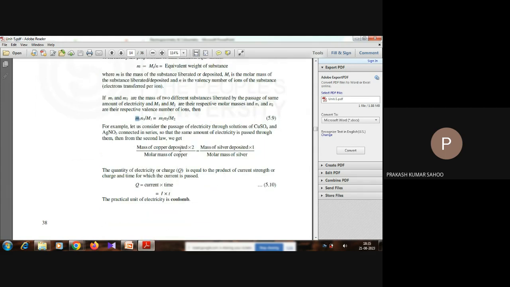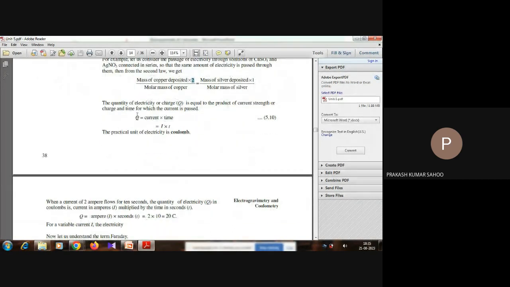So here it is written: mass of copper deposited into 2 divided by molar mass of copper equals mass of silver deposited into 1 divided by molar mass of silver, because silver will exchange one electron with another. That's why it is 1. But for copper, the number of electrons exchanged is 2.